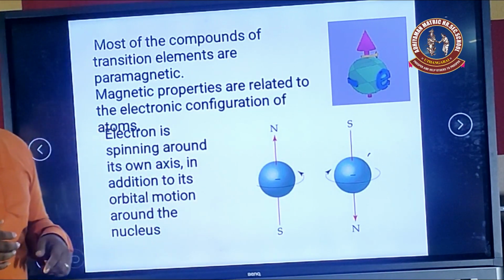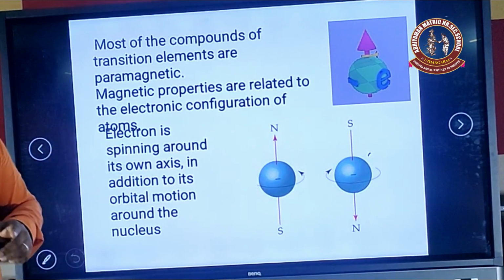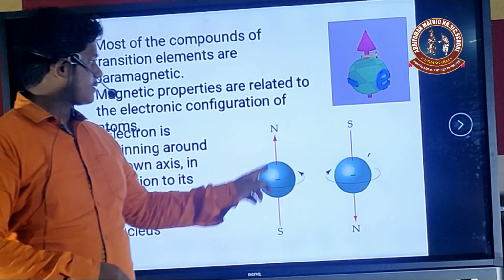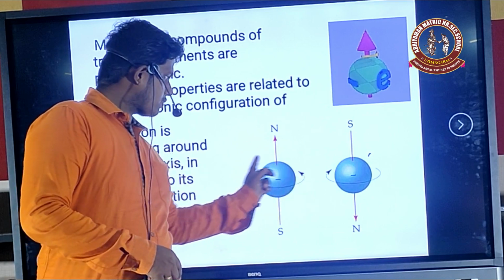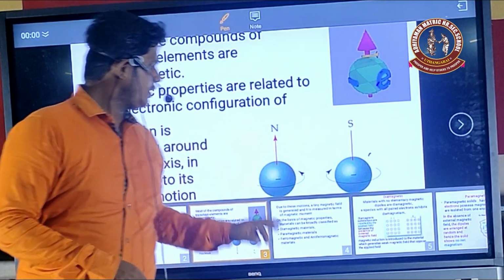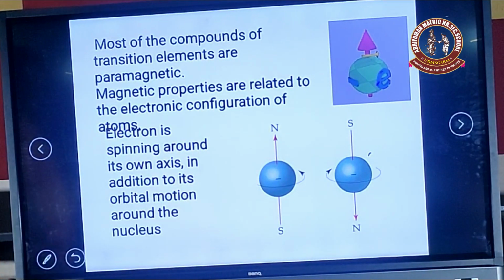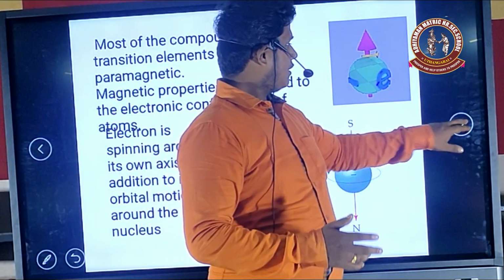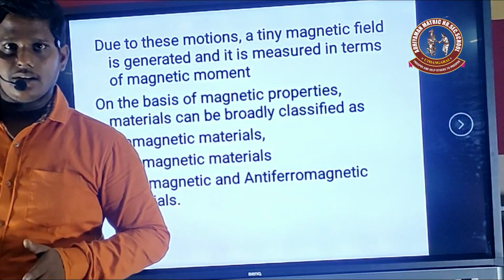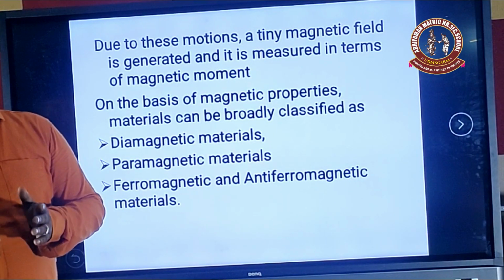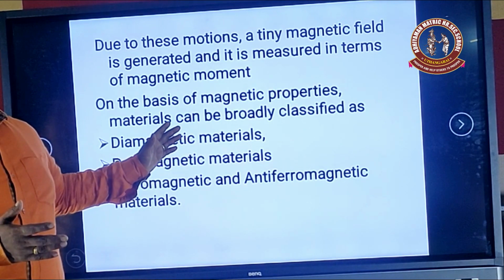Now, electrons spin around their own axis, either in the clockwise direction or the anti-clockwise direction. It is called the spinning axis. In addition to it, there is the orbital motion around the nucleus. Due to this motion, a magnetic field is created, and this magnetic field produces a magnetic moment for each element.